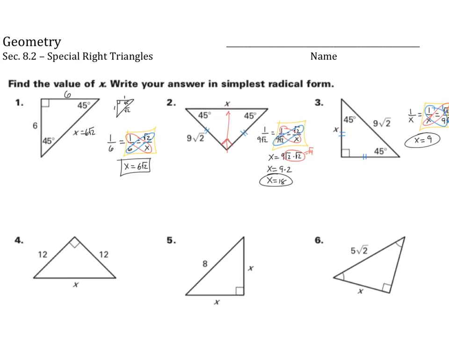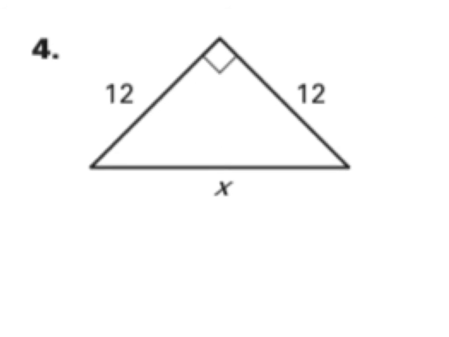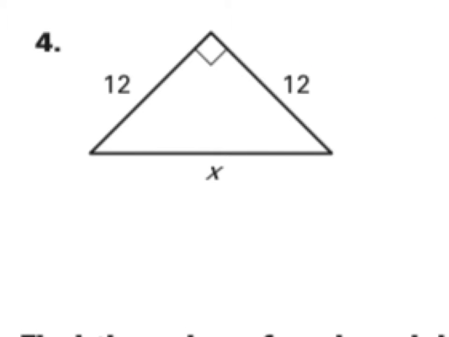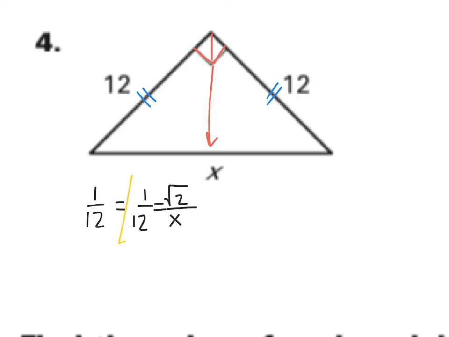All right, number 4. For number 4, again, these are the legs, and the right angle points to the hypotenuse. And so I have 1, 1, square root of 2, and this is going to be 12, 12, and x. Grab my proportion, cross multiply. 1 times x equals 12 times the square root of 2.